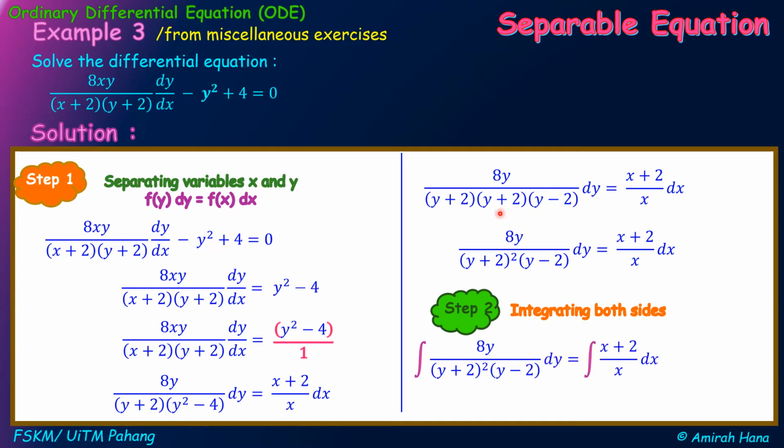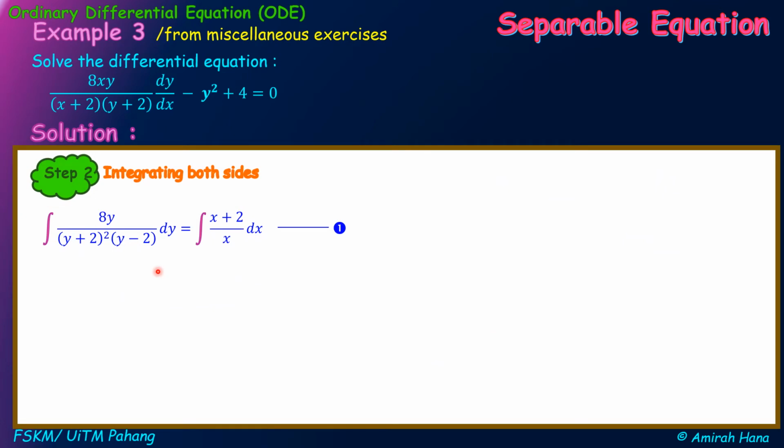From step 1, we have 8y over y plus 2 bracket squared times y minus 2 dy equals x plus 2 over x dx. When we integrate both sides, we just put the integration sign on both sides, and then we name it equation 1. From the previous slide, we stopped until here. We put the integration sign on both sides and name it equation 1, and after that, we integrate both sides.